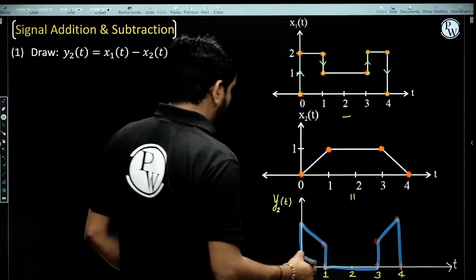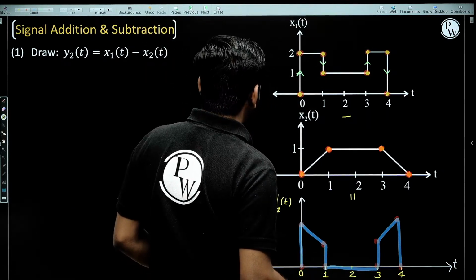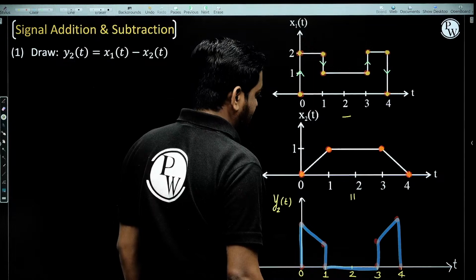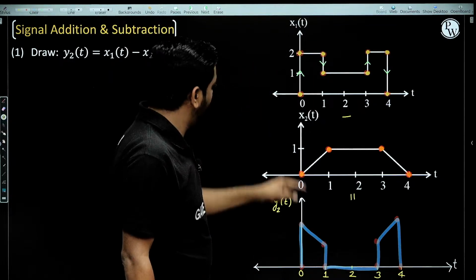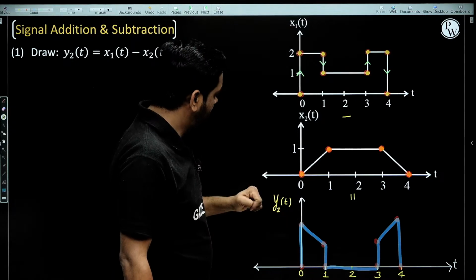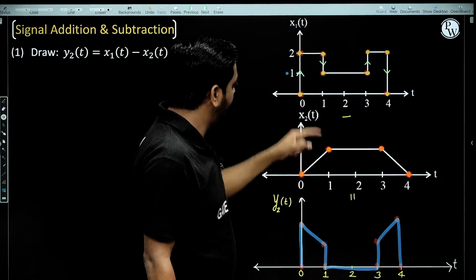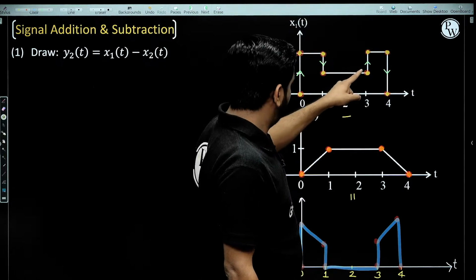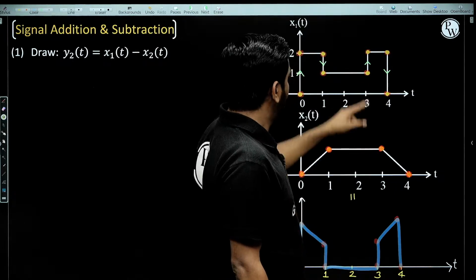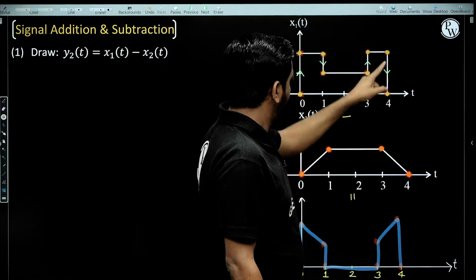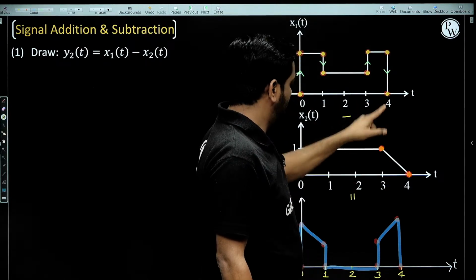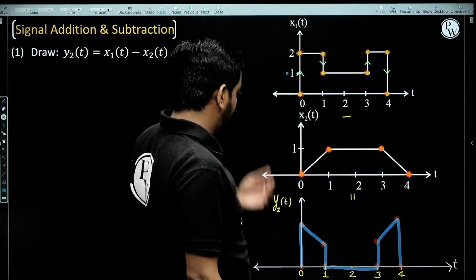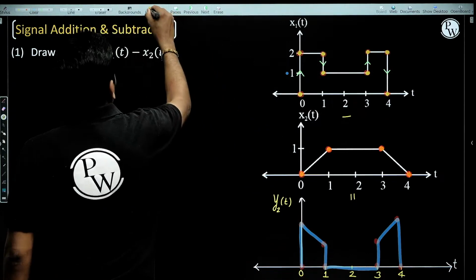Correct, wait, let me check once. Correct. The resultant signal will be like this, guys. You can see here: 0 minus 0 is 0, 2 minus 0 is 2, then 2 minus 1 is 1, then 1 minus 1 is 0, then 1 minus 1 is 0, then 2 minus 1 is 1, then 2 minus 0 is 2, and 0 minus 0 is 0, guys. Correct. Is this clear to each and everyone? Done.